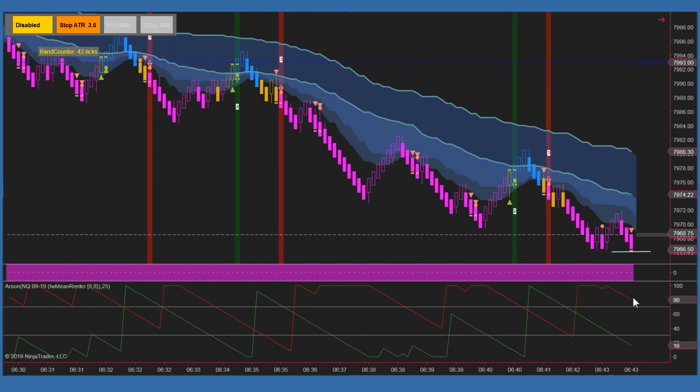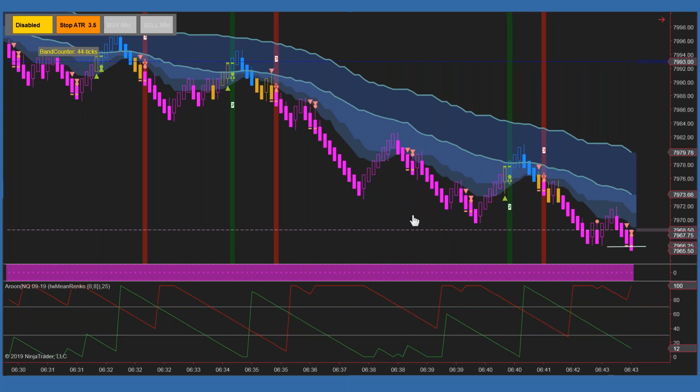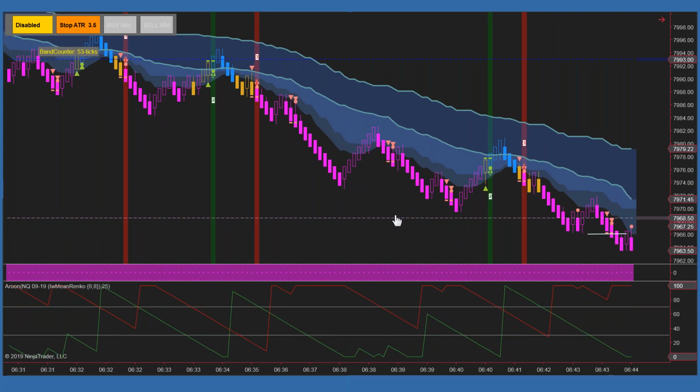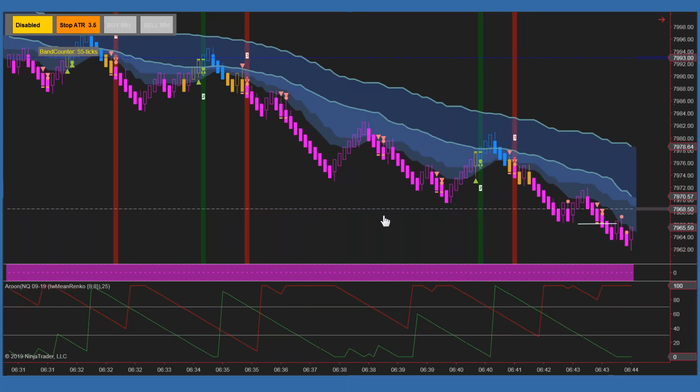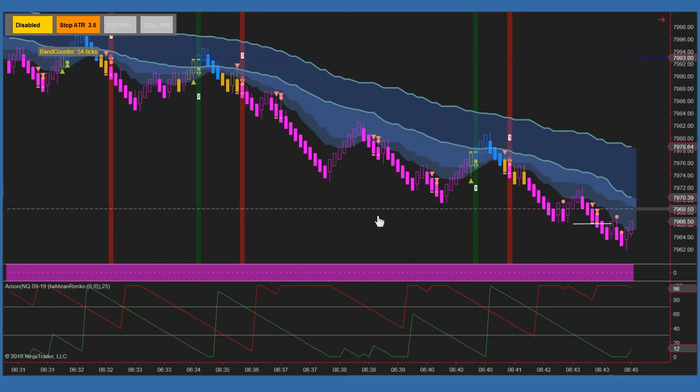Okay, so we're in there. Everything seems to be in order. Although the Arun is falling off a little bit, it is still above the 70. Okay, so we're short and, oh, getting a little bit of heat here.